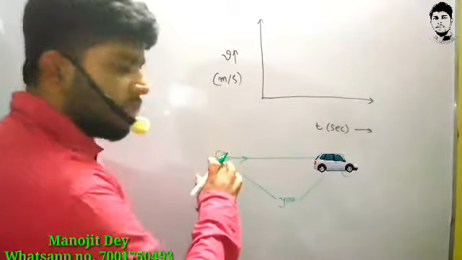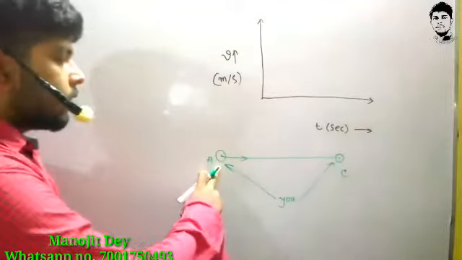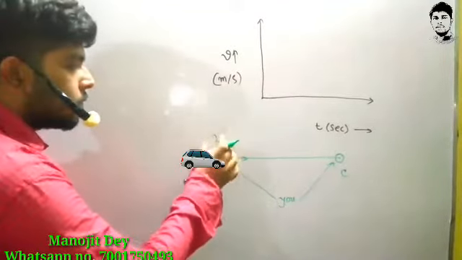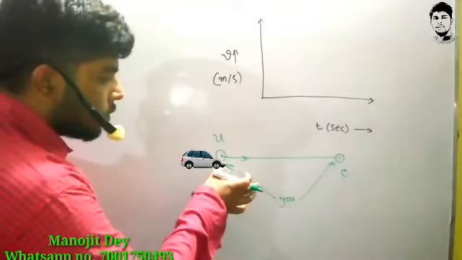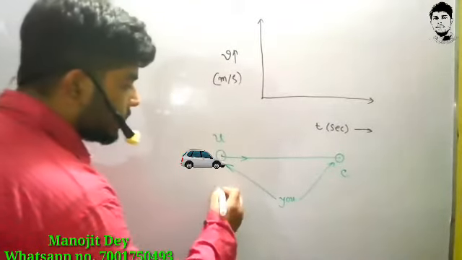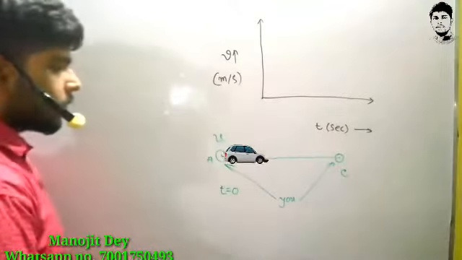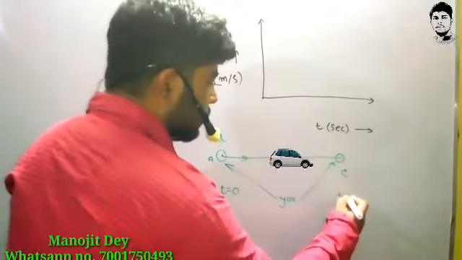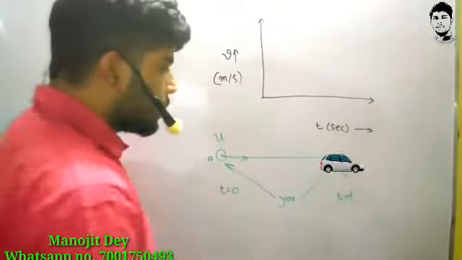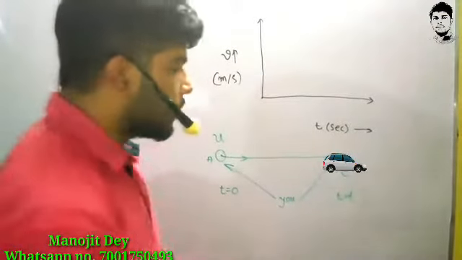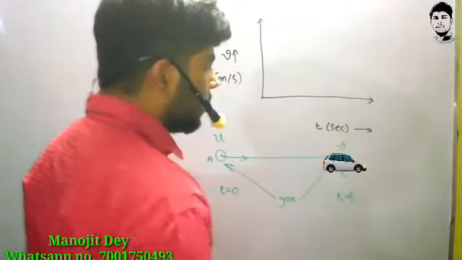When your friend is at A, his velocity is u, that will be the initial velocity, and as you start observing from that point A, time is equal to 0. Here the time will be t. t can be any number, 10 minutes or 15 minutes. Here I consider that it is t, and the final velocity will be v.